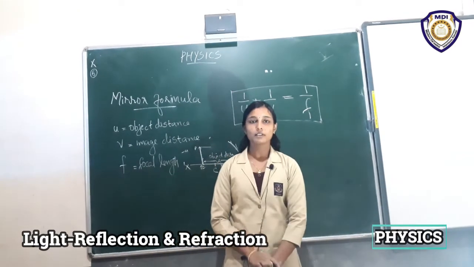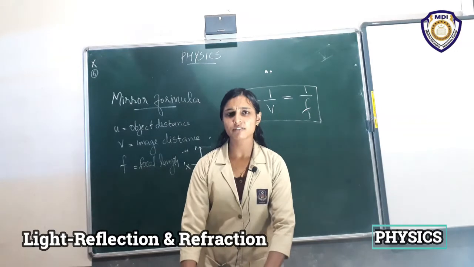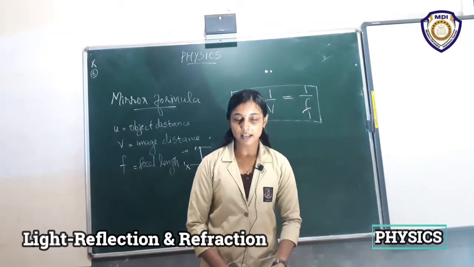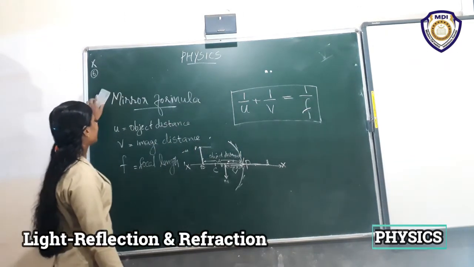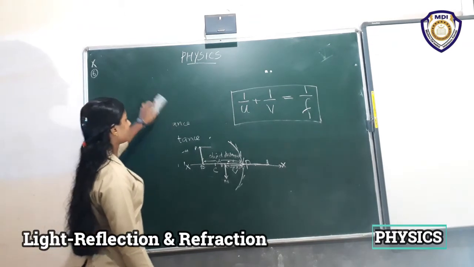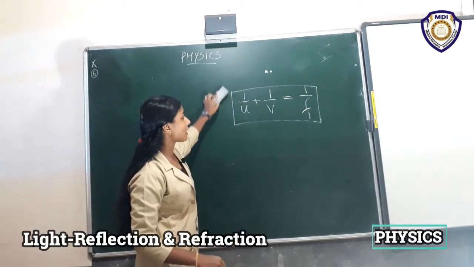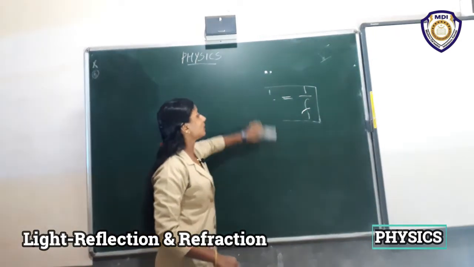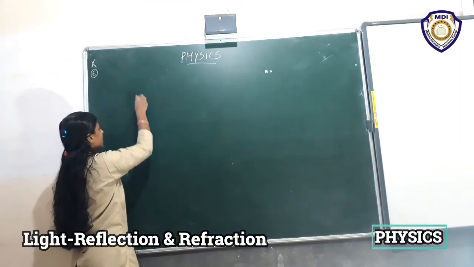So one more thing we have to study before we can solve problems using this. What is the other thing? That is magnification. You should write this in a box, it is a very important formula. So now we are going to discuss what magnification is.